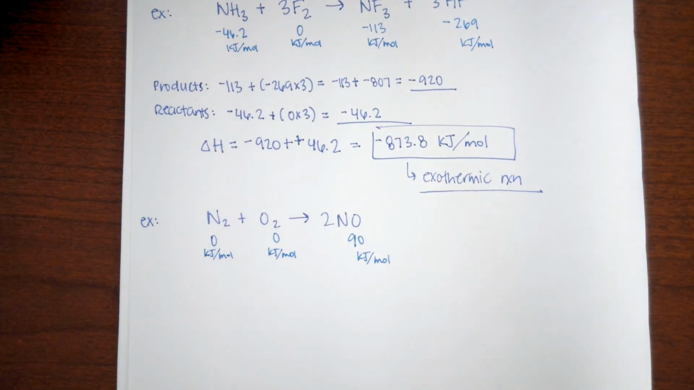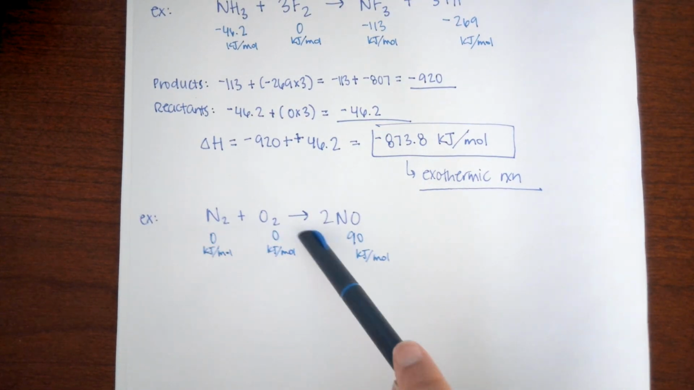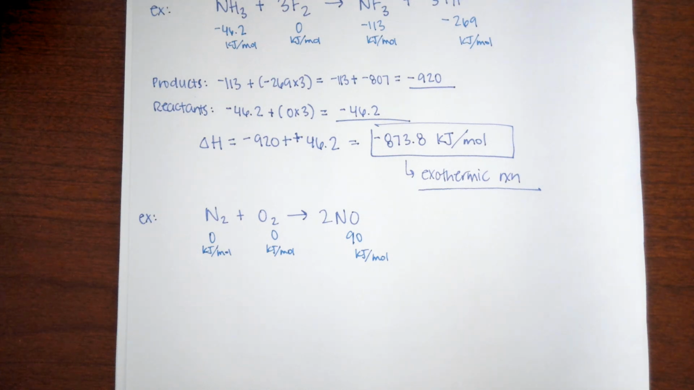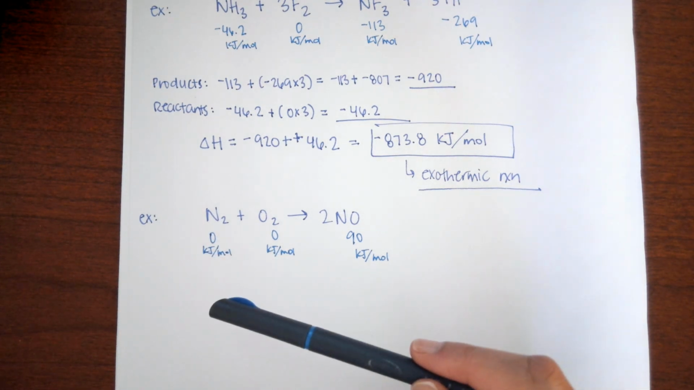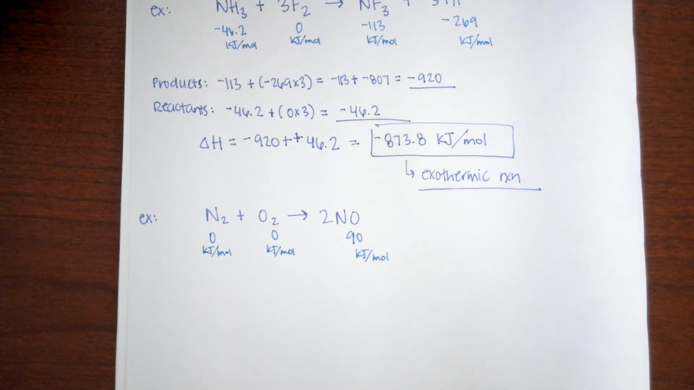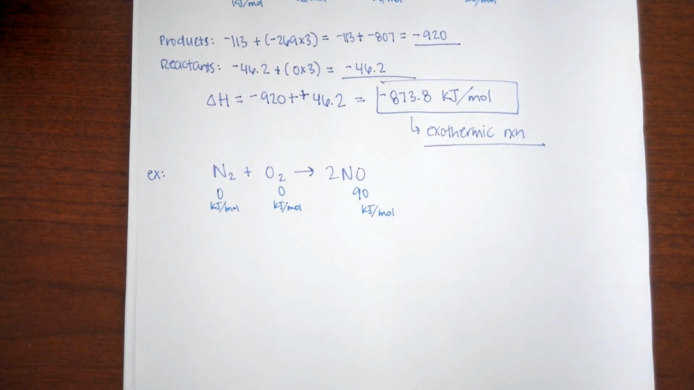Alright, for this next example, I'm going to have you try this by yourself. You have this simple synthesis reaction, and you have the singular enthalpy values for each component. I would like you to solve for your product side, your reactant side, and have your full solving. So pause this video, solve it on your own, and then play it to check your work.